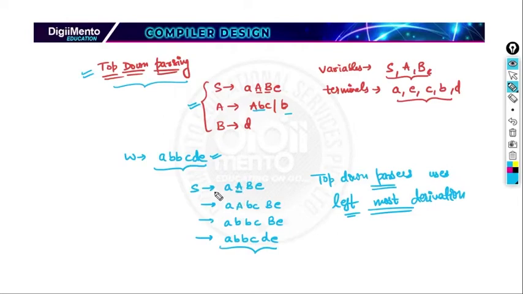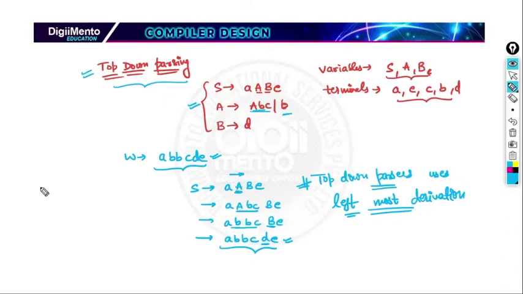So as here in this production, the leftmost variable is capital A, which is deriving A B C, right? Then again we are deriving the leftmost variable, which is A. So A will derive this B. So we got this, and then we have this variable capital B, which is producing small d, right? So this is very important. Top-down parsers use leftmost derivation. We are here deriving the leftmost variable first. Okay, so from left to right we are doing this.